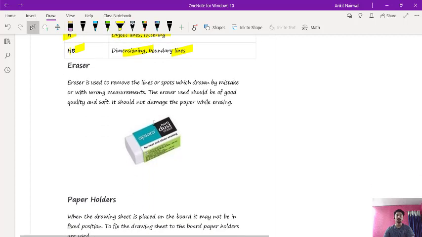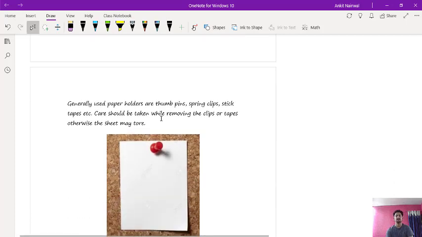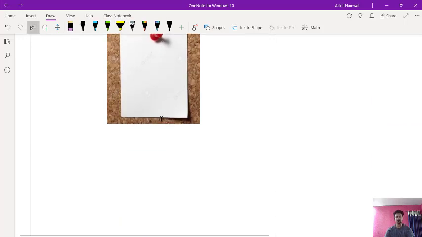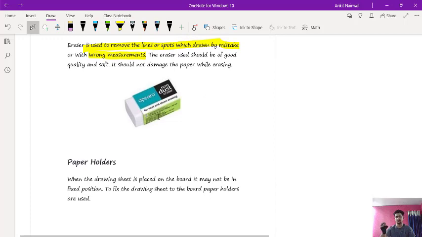Okay, now eraser. Eraser, you all know, is used to remove lines or spots drawn by mistake or with wrong measurement. Okay, paper holder, for holding the paper. This is the paper holder generally used for holding the paper. The drawing sheet is kept on the drawing board, and we need to hold that sheet here. So generally we use sellotape for holding, but you can use a holder also. Sellotape may also help. Just use small sellotape at the corners and apply on the board, and then it is easy to draw.